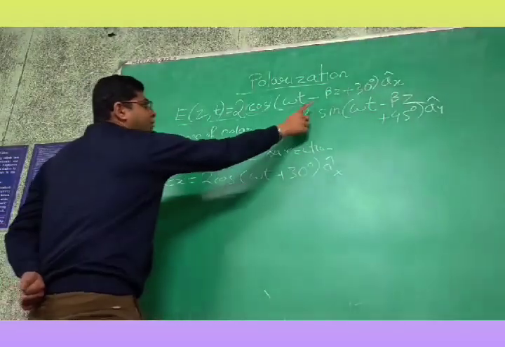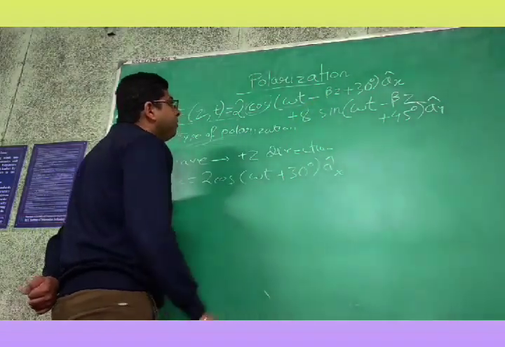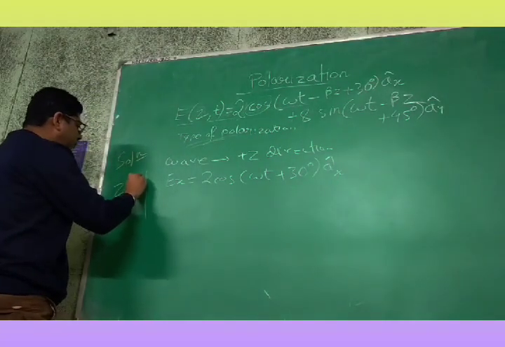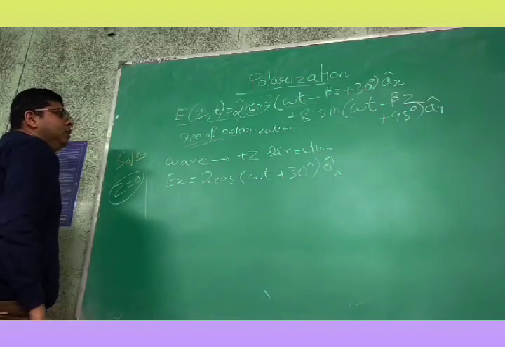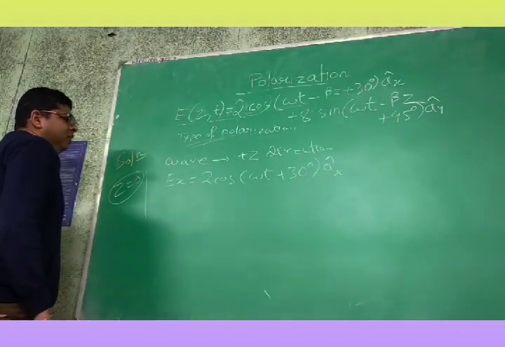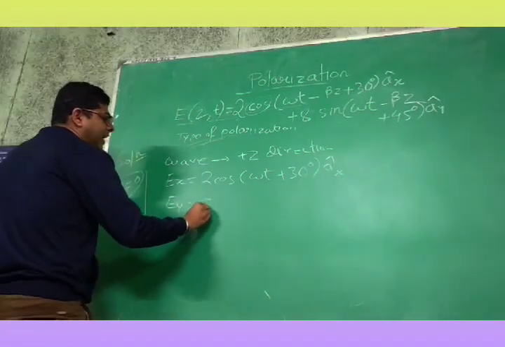Okay. I have omitted that minus beta z. I hope you know that, because we are calculating for z equal to 0. At a fixed point, you need to calculate the type of polarization, or you can say the locus of the electric field vector. Okay.